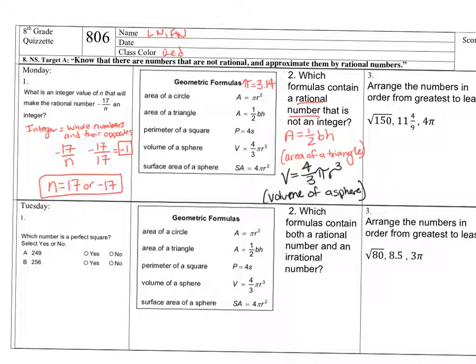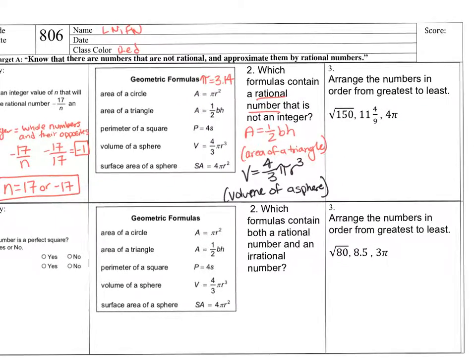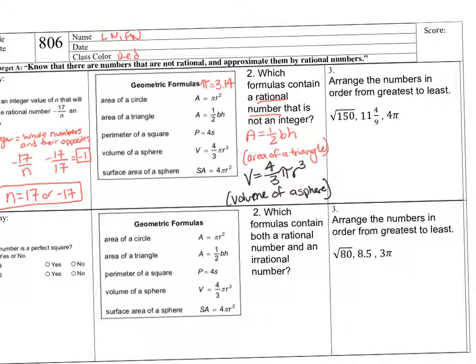All right, number 3. It says arrange the numbers in order from greatest to least. So the square root of 150, I'm going to look at this first. The square root of 150 is between two numbers. I think one of them is 169, which is the square root of 13, right? That's equal to 13. And then 144, which is 12. So we know that this decimal is going to be, is it closer to 12 or is it closer to 13? It looks like it's going to be closer to 12.